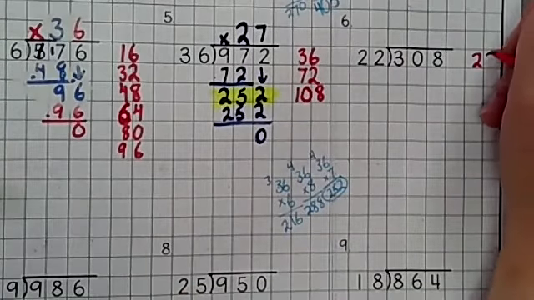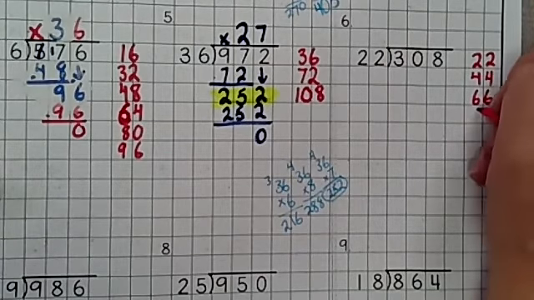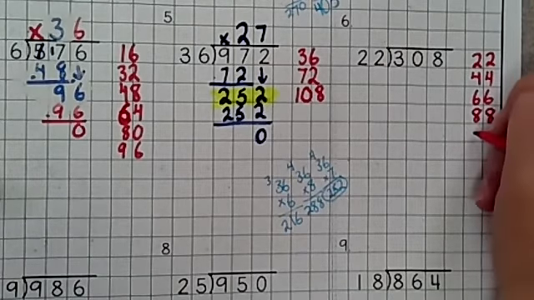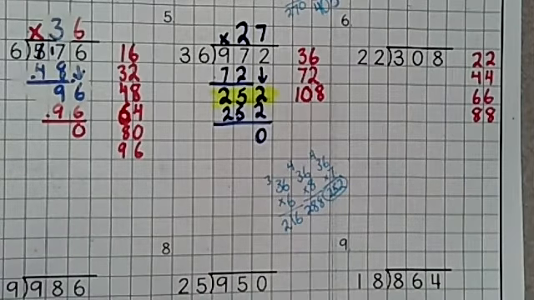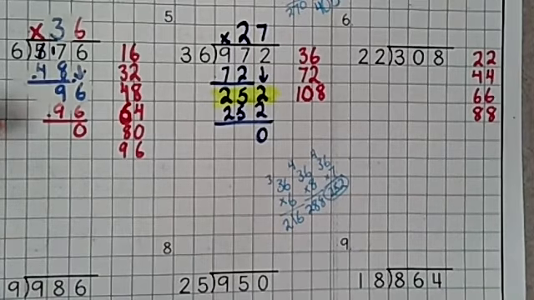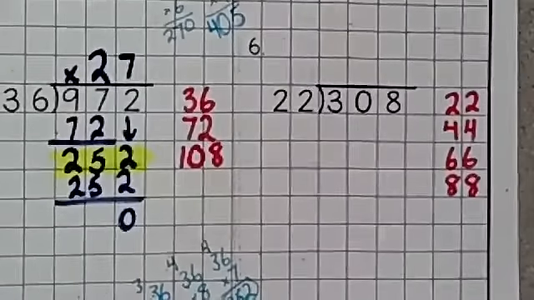Okay. Over here, 22. These multiples are easy. 22, 44, 66, 88. And then it goes on, we'll just stop there. It's funny because the twos and the ones are the same. That's right. All right, here we go.